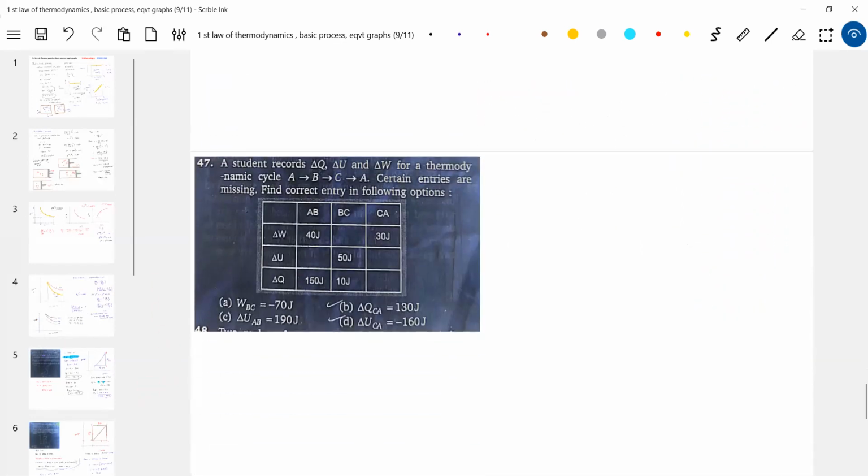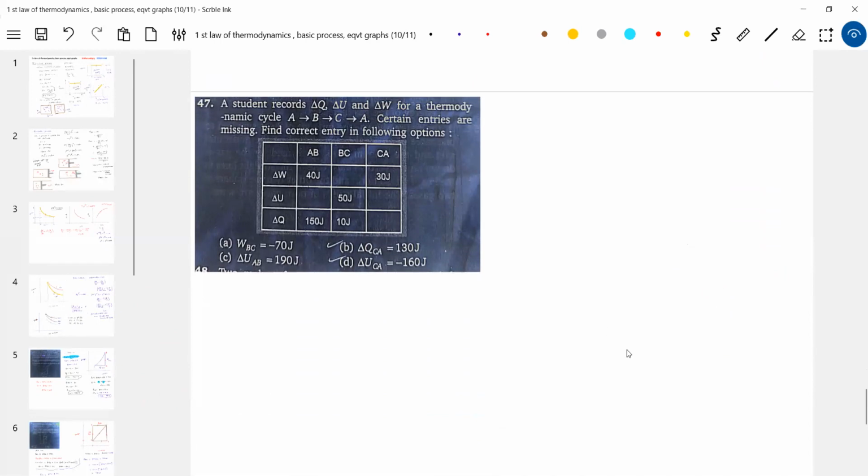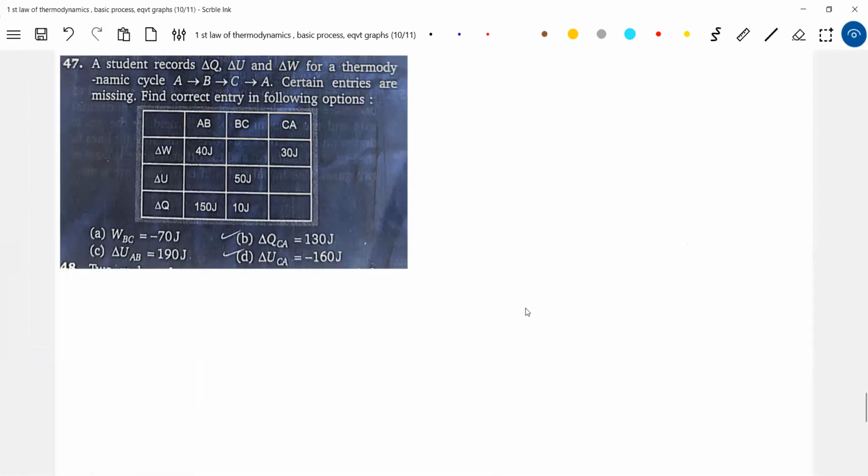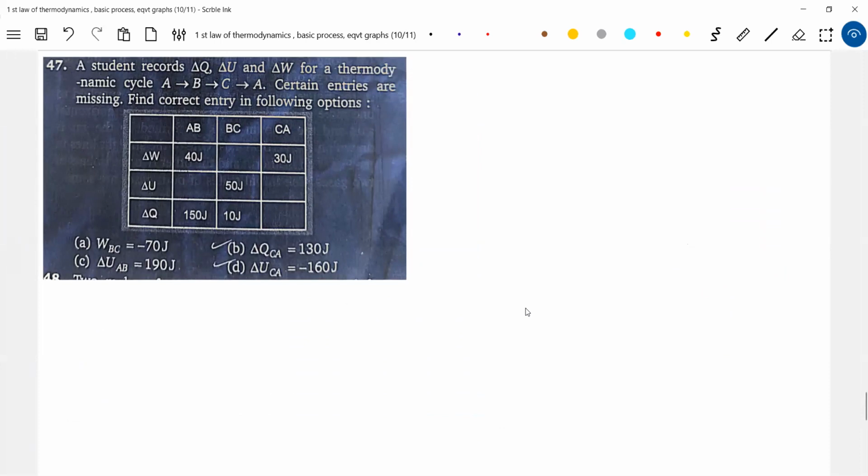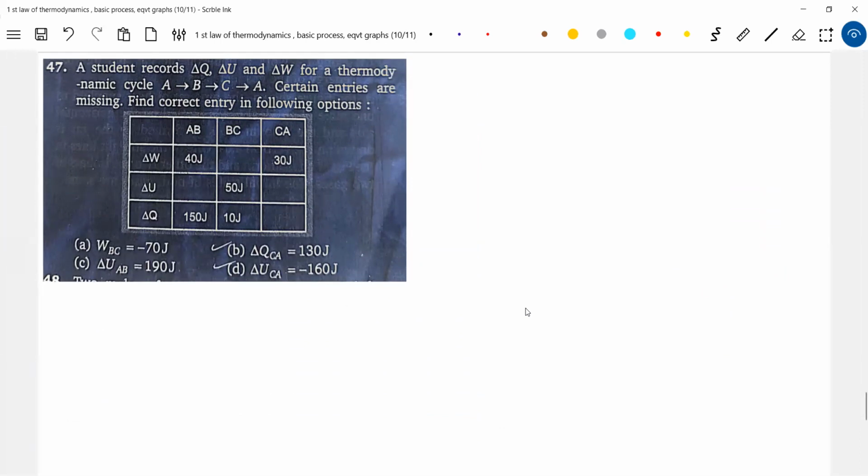Can you work out these things? Okay, let's take a tabular column question I brought. Questions can be asked without a graph also. So there is a thermodynamic cycle ABCA.